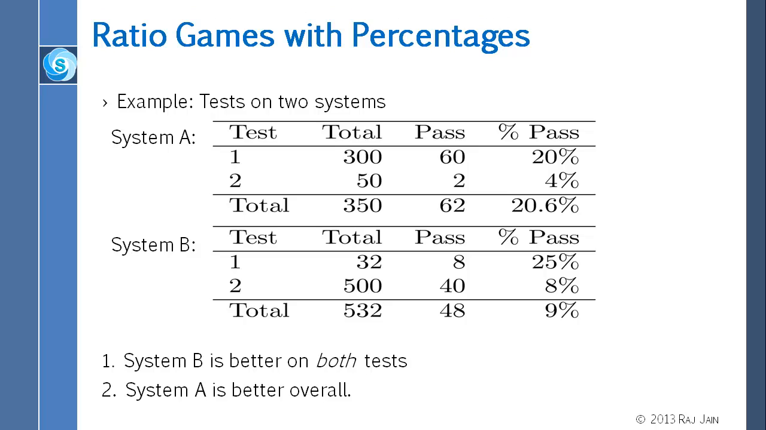Now, here is the interesting thing to notice. System B is better on both tests. 8% passed, 4% passed. 25% passed, 20% passed. Right? If you were just doing test 1 or test 2, in both cases system B is better. But when you combine incomparable tests, it turns out system B looks bad. Only 9% pass as compared to 20%. What is wrong? The wrong thing is that these ratios are not comparable.